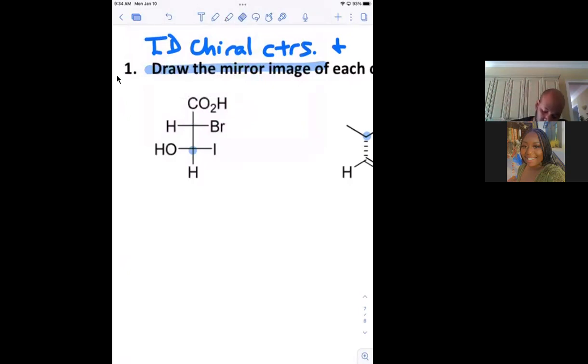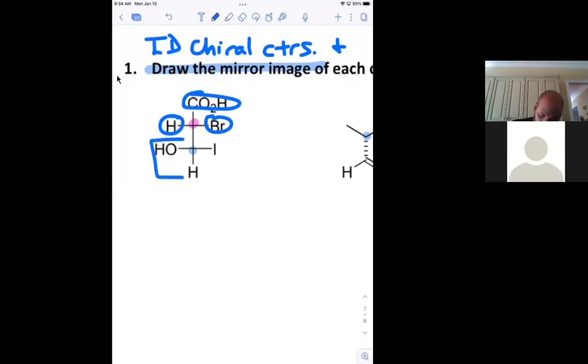There are 4 different substituents attached. That's all I'm looking for. The first thing I have to have is 4 different things on that center. In this chiral center, I have a group here, a bromine here, a hydrogen here, and another group down here, because the bonds go to this group, this group, here, and here. So that's how I identify my chiral centers. I just look for an atom with 4 different substituents attached to it.